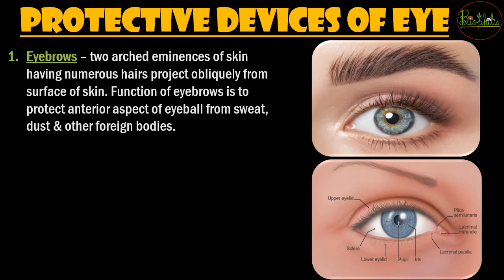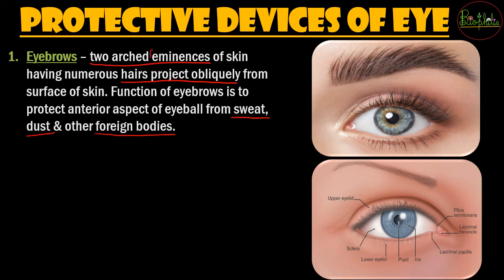The protection number one is provided by nature, that is the eyebrows. Now you might think eyebrows are just eyebrows, nothing will happen. But just imagine what if eyebrows are not there. These are two little arched eminences of skin having numerous hairs projecting obliquely from the surface of the skin. Now, what is the major function of eyebrows? First of all, it is going to protect the anterior aspect of the eyeball from sweat, from dust and other foreign bodies. If there were no hair on the eyebrows, what would have happened?